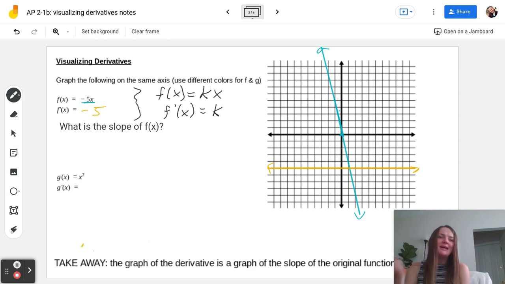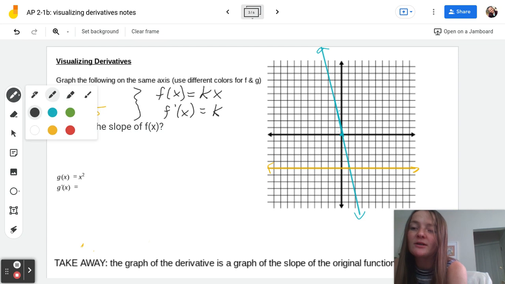which makes sense. A linear function always has the same slope, and thus, if I took the derivative or found the slope of a linear function, it would always have the same slope. It would be constant. It would be a horizontal line. So the derivative of a linear function is a horizontal line.